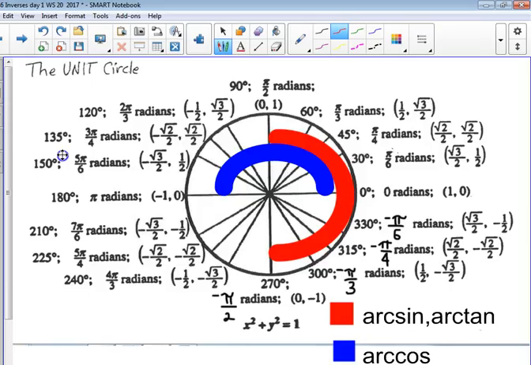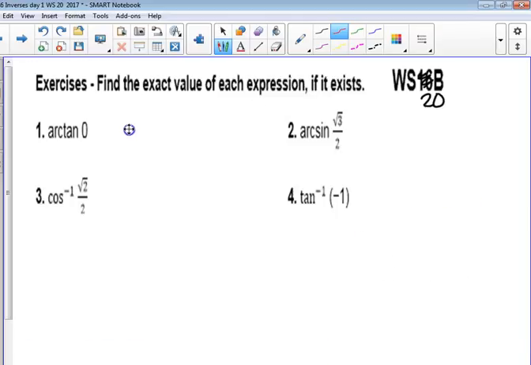Arctan of 0. Tan means you have to put the y over the x. 0 over 1 would be 0. So the answer is 0 radians, which we usually don't write radians. Number 2 over here, arc sine, square root of 3 over 2. That means I am looking for an ordered pair that is colored red on mine that has a y value, right? Because it's sine. Devin, do you have an answer for that one too?